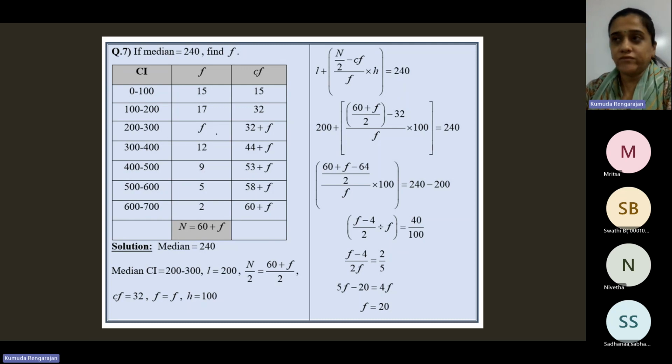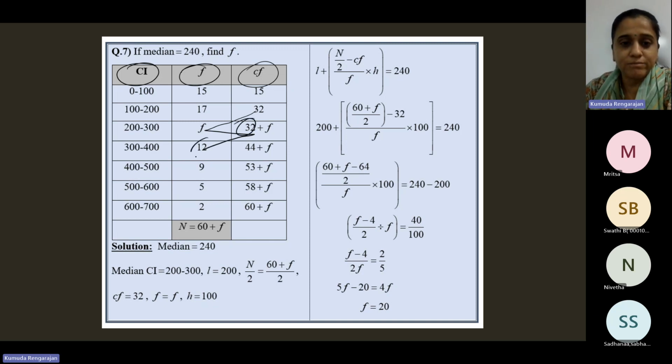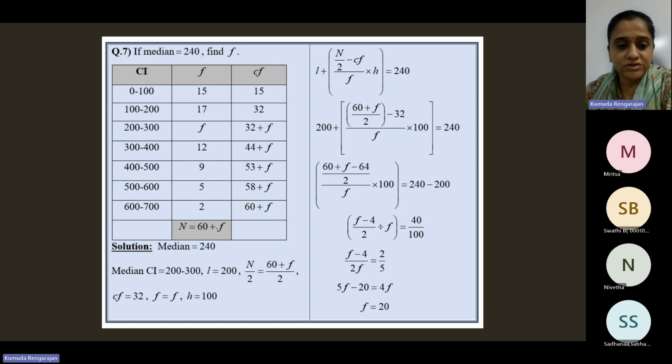Okay, so class intervals, frequency, cumulative frequency. Be very careful. After this, 32 plus F is 32 plus F. Then 32 plus F plus 12. Add the number and the number. 32 plus 12 is 44. 44 plus F. Correct? And 44 plus 9, 53 plus F. Goes on like that. So you can see that these two are the same.